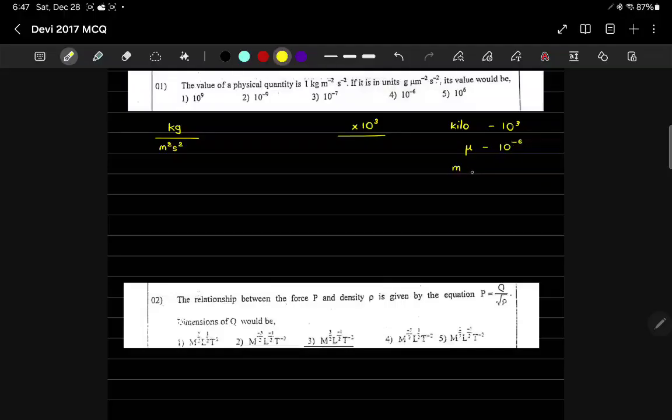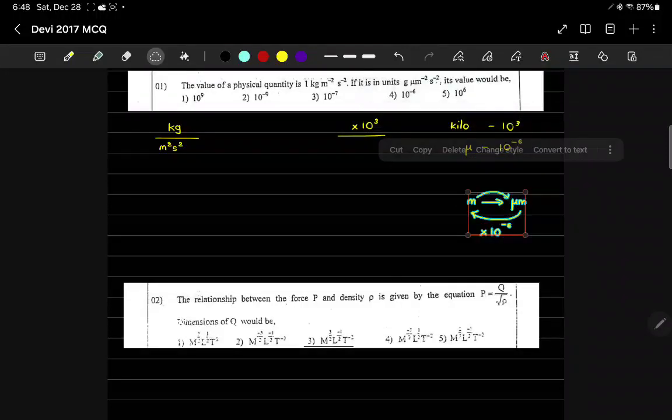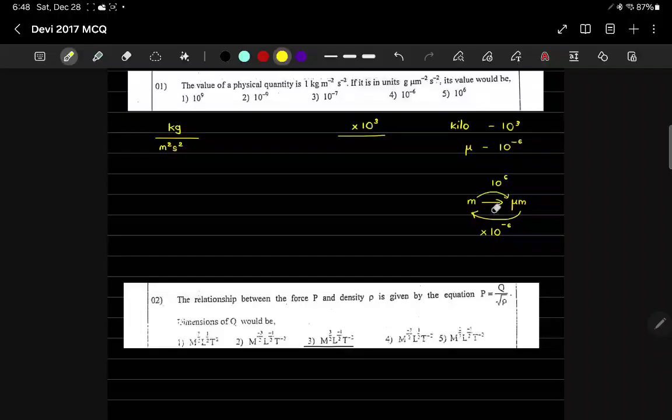Now here what is the conversion we must do? Meter to micrometer. If it was the other way around, it would have been 10 to the power minus 6, but this way around it should be 10 to the power 6. So 10 to the power 6, which should be squared here because we have meter square in the denominator, and seconds is as it is. There is no change to the second unit.